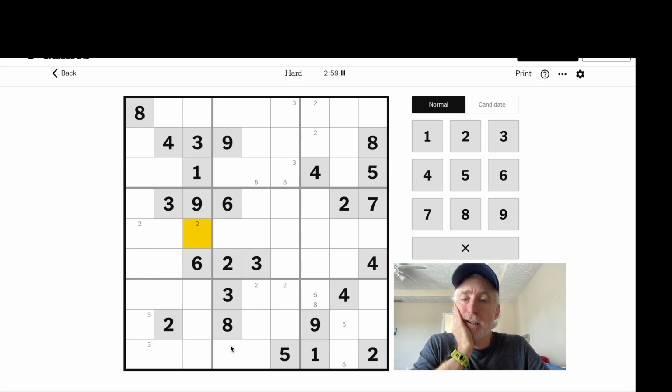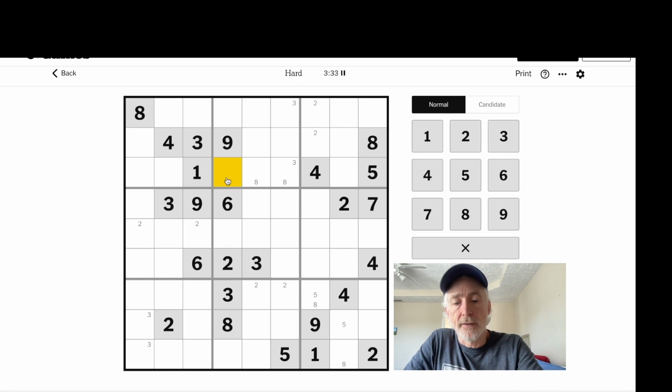Let's look at this column. It's down to 4 candidates, so might as well look at it. I don't see a whole lot else going on with just normal scanning, so let's look at this column. We need a 1, 4, 5, and 7. And this cell sees 1, 4, and 5. So it can't be 1, 2, 3, 4, 5, 6, it could be 7, 8, 9.